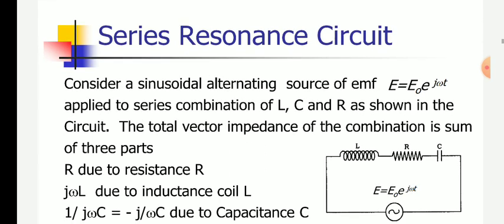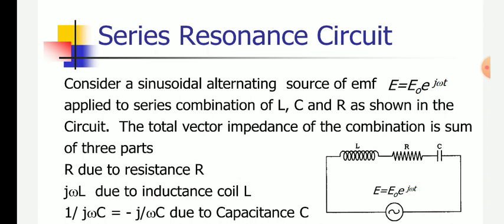So what is this series? Series means the three passive components, such as inductance, resistance and capacitor, are connected in series. So in the circuit I have shown, you have to consider a sinusoidal alternating source of EMF E equal to E naught e raised to j omega t applied to the series combination of L, C and R as shown in the circuit.